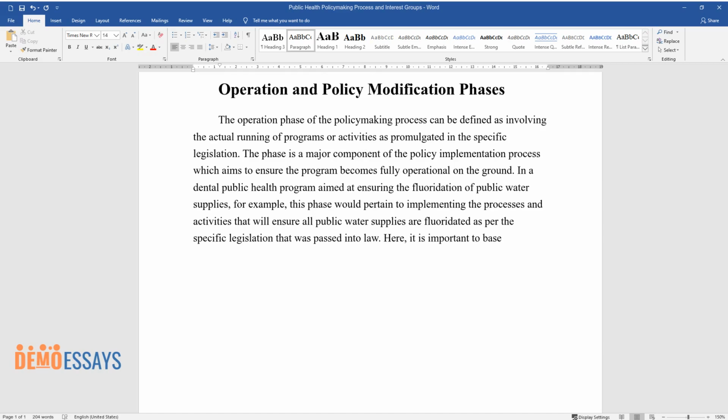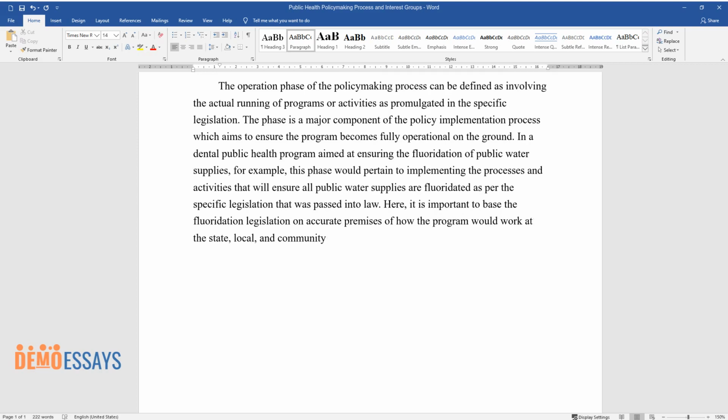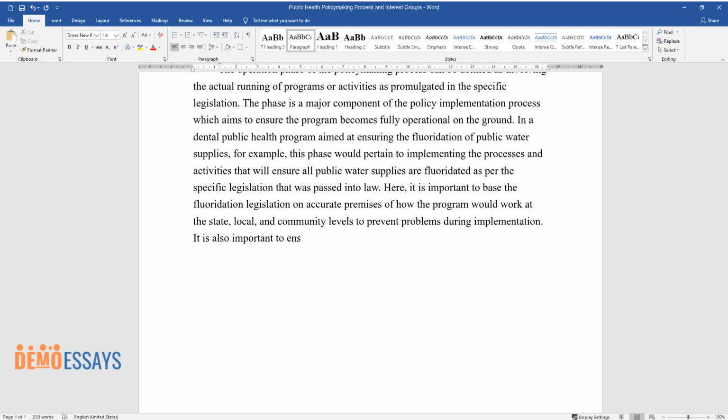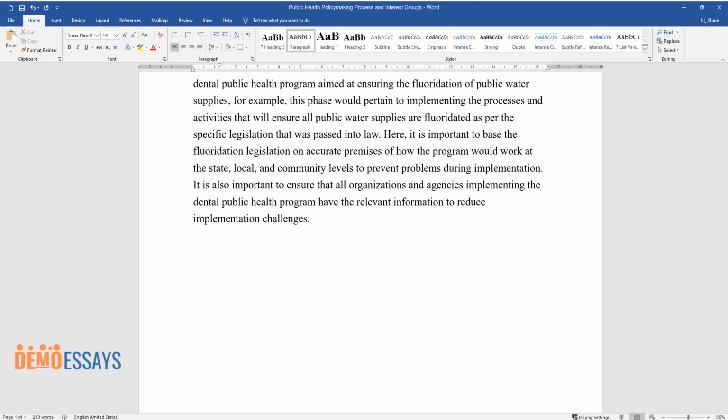Here, it is important to base the fluoridation legislation on accurate premises of how the program would work at the state, local, and community levels to prevent problems during implementation. It is also important to ensure that all organizations and agencies implementing the dental public health program have the relevant information to reduce implementation challenges.